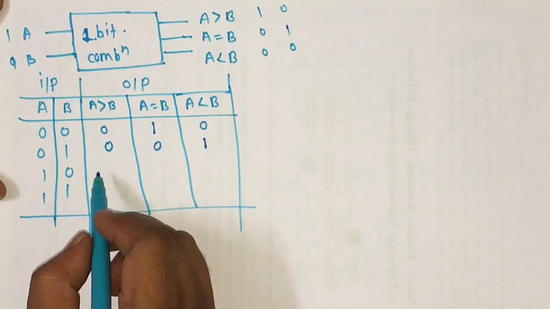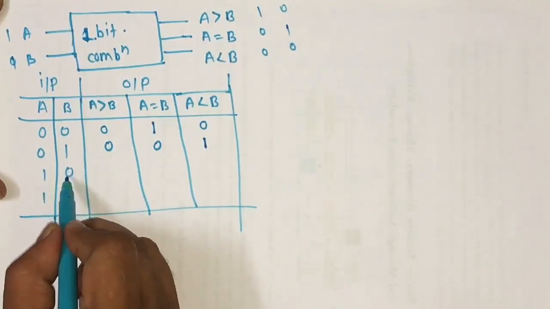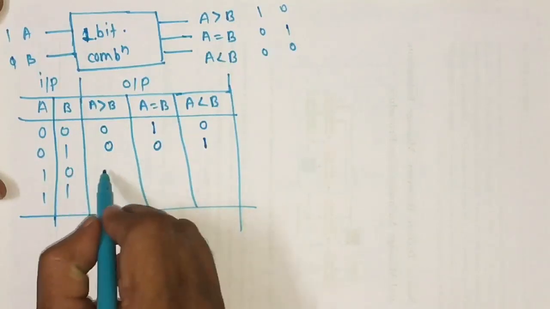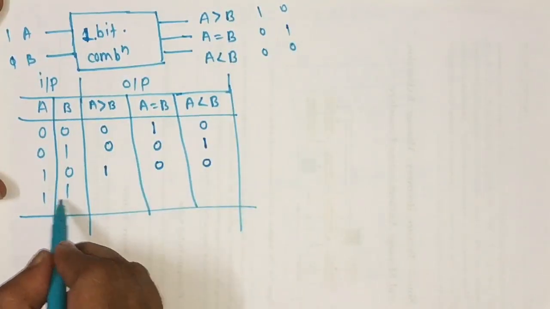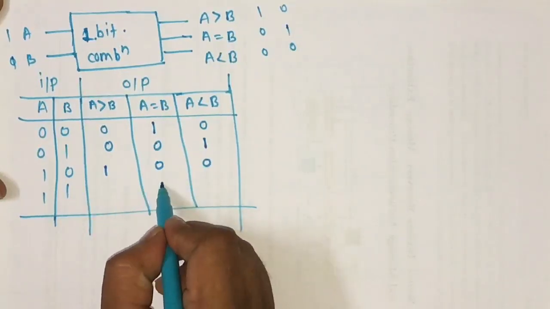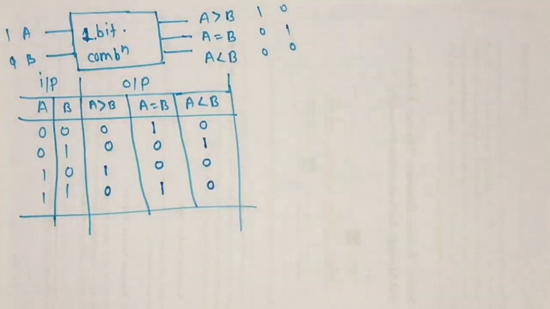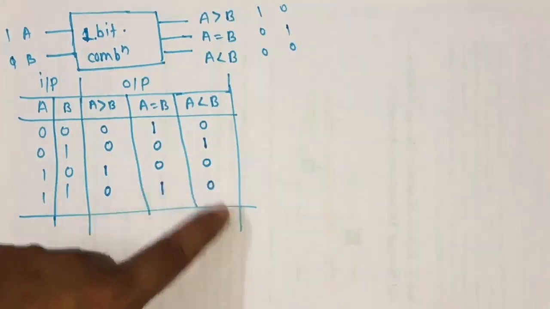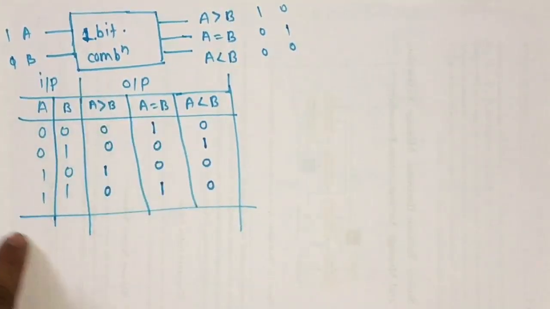Next, 1 0 means A is 1, B is 0, A is greater than B, so here the output is 1 and these two are 0. Here A equal to 1, B equal to 1 means both are equal, this condition is true and the remaining are 0. In this way we will write the truth table for the comparator.